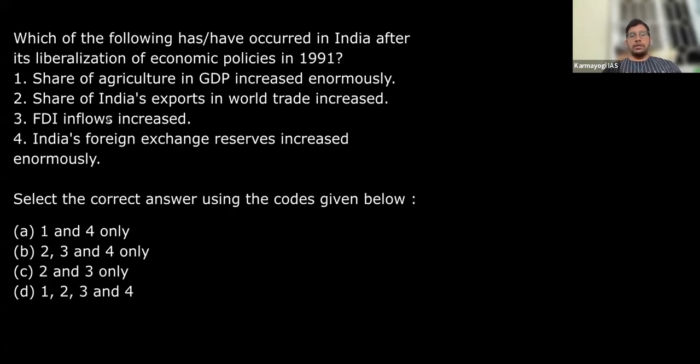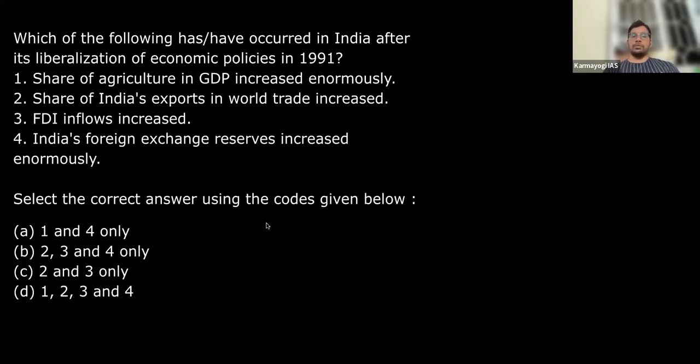Next one. Which of the following have occurred in India after its liberalization of economic policies in 1991? Share of agriculture in GDP increased enormously. Share of India's exports in world trade increased. FDI flows increased. Indian foreign exchange reserves increased enormously.